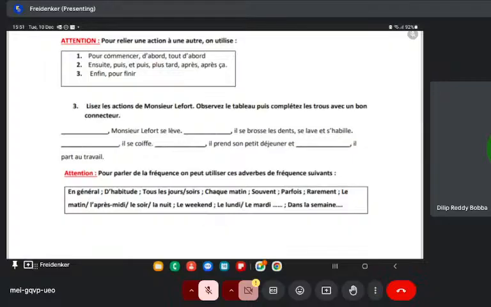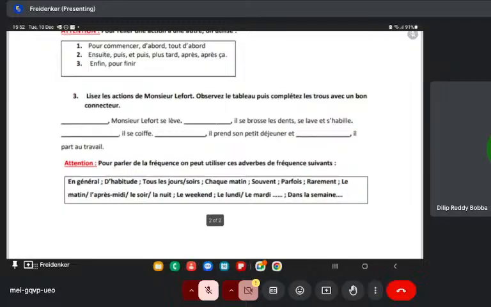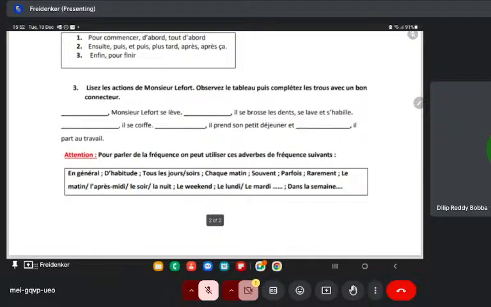Okay, at the bottom you have en général, which means in general. D'habitude means as a habit. What do you do? Like d'habitude, usually, generally, it's essentially the same thing. Tous les jours is every day. Tous les soirs, every evening, or all evenings. Chaque matin, every morning. Souvent is often. Parfois is sometimes. Rarement is rarely. Le matin is morning, l'après-midi afternoon, le soir evening, la nuit is night, le weekend is weekend.